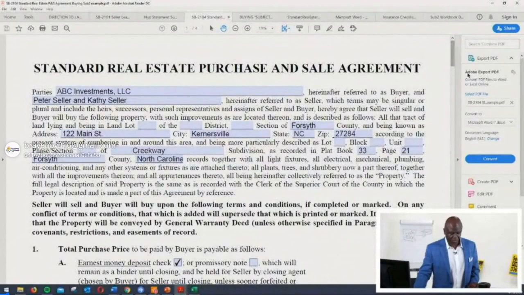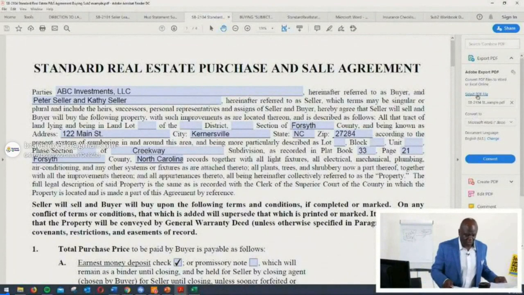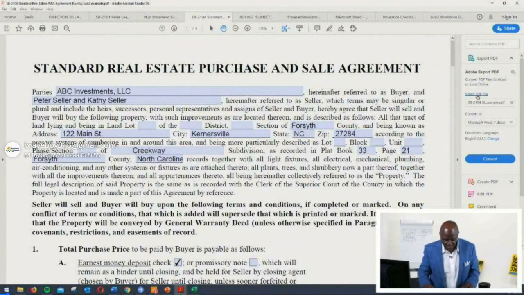All right, guys, so the parties to the agreement, self-explanatory. Most of you have, hopefully, done a purchase and sale agreement. The parties to the agreement are going to be the buyer and seller. I'm going to go down to total purchase price, paragraph 1. There you're going to put an earnest money deposit, whatever you want to put down or not put down.